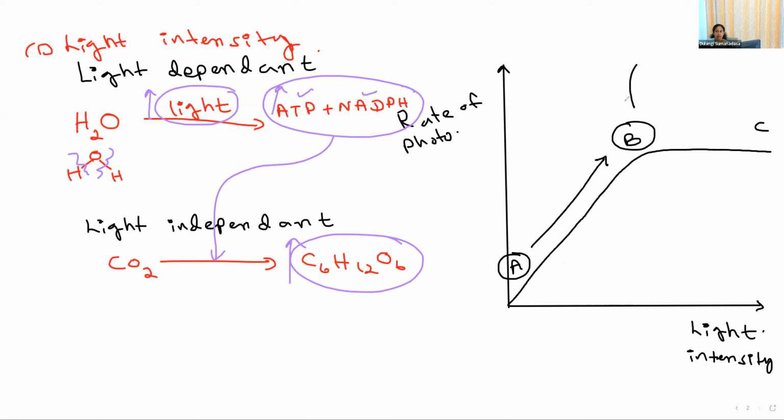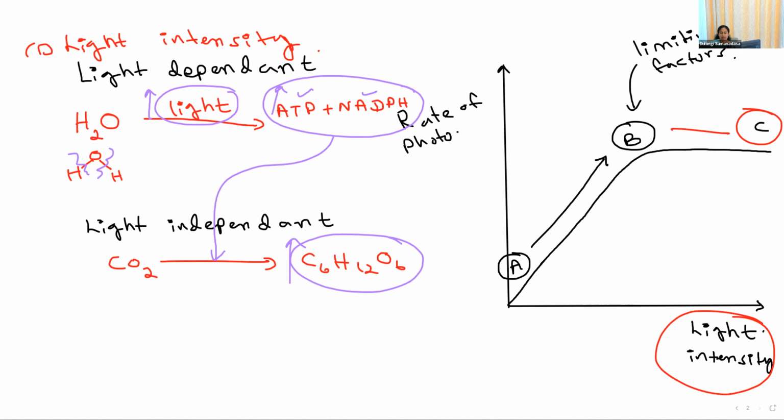And same as the enzyme graph, there are going to be limiting factors that limit the rate of photosynthesis, right? So these are the limiting factors other than the light intensity. We have plenty of light intensity available from point B onwards, but other factors are going to be limiting from B to C. Can you write down the other types of limiting factors? So from B to C, the constant amount of glucose is due to the limiting factors, right? I will write it down.